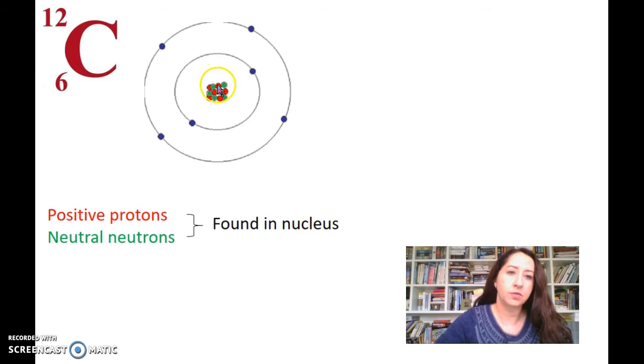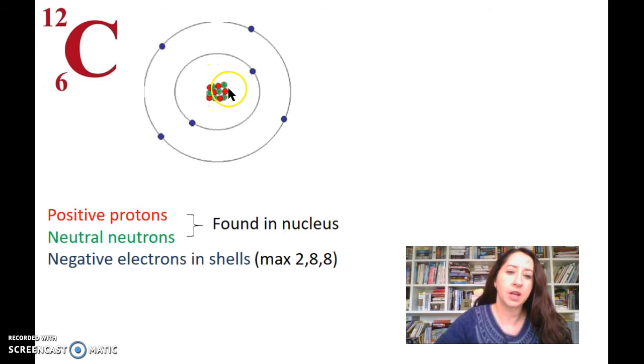If I've got 6 positive protons in the centre here, that means I'm going to have 6 negative electrons in the orbits around it. So I always fill the first shell with a maximum of 2, and then I can have up to 8 in the second shell. But I only need 4 of those spaces, so I've got 1, 2, 3, 4 here to reach my total number of 6 negative electrons.